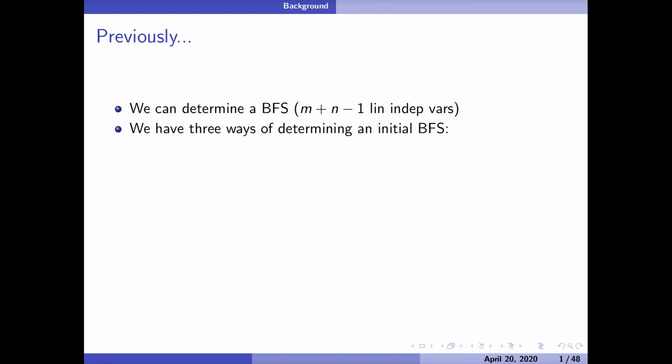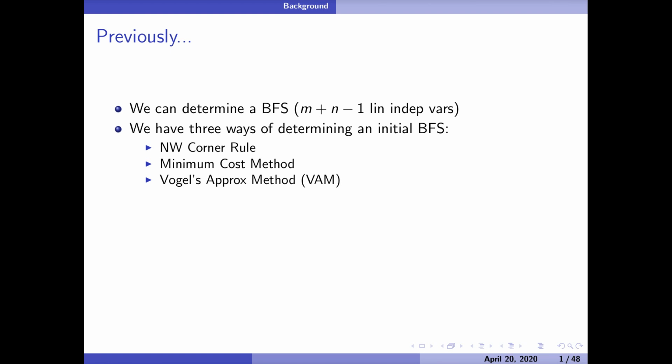Okay, we have three ways of determining that initial BFS. Can you name them? Pause for a second, see if you can. They were Northwest Corner Rule, the minimum cost method, and Vogel's approximation method. Those were the three. Good. And so Northwest Corner Rule is probably the easiest, but it doesn't take any costs into account. Minimum cost method works pretty well. It's a little bit more work. Finally, Vogel's method, VAM, takes a little bit more work, and hopefully we get a better initial BFS, right? That's the idea, the more work you put into it, hopefully you get a better and better BFS.